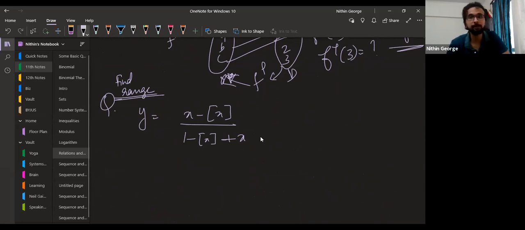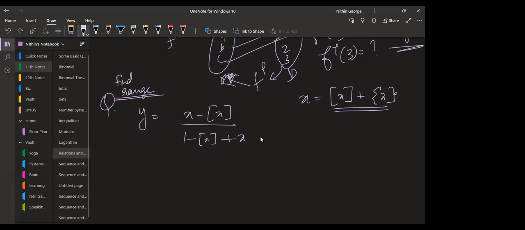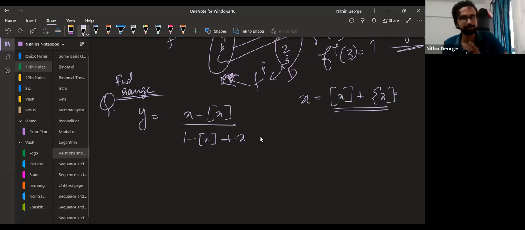Okay, guys, one thing. Did I tell you this? Any x can be represented as integral part function plus fractional part function. Have I mentioned this in the previous class? I don't think so. That's why I was asking. So know this: any value like 6.5 can be represented as integral part, which is 6, plus fractional part, which is 0.5.